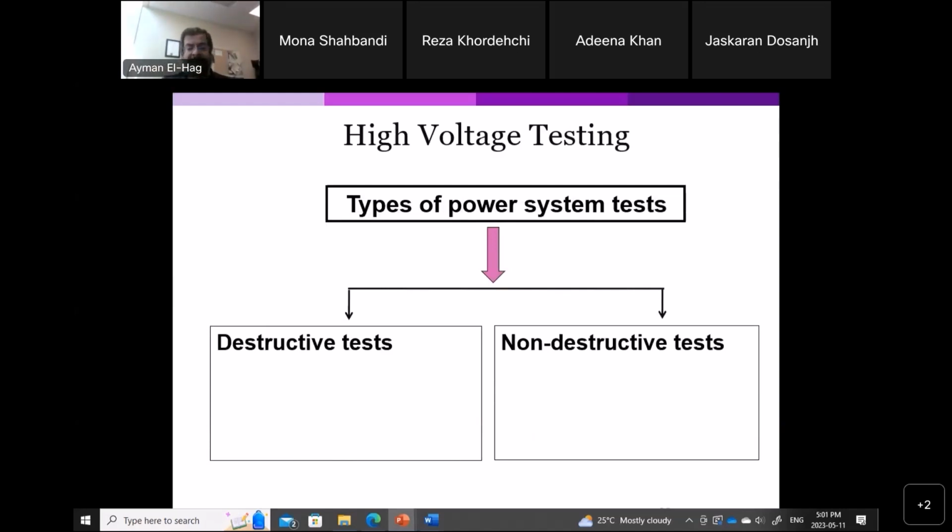That's all. And these are some examples: the AC high pot test, the DC high pot test, the impulse test. The conclusion in the test certificate is pass or fail.